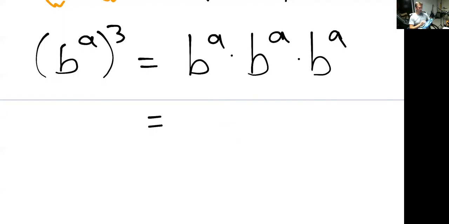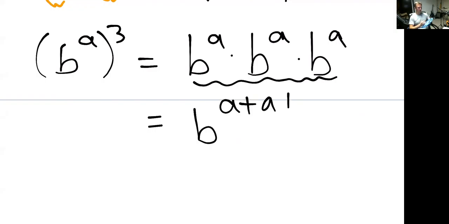Okay? So let's just look at this result here. What do we do with powers when the bases are the same for the exponentials? Well, we add them up. That's what the previous example showed us. So this is b to the a plus a plus a. A faster way of doing that is multiplying 3 times a.